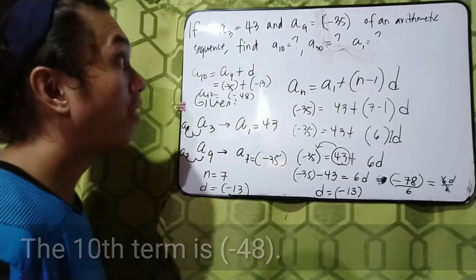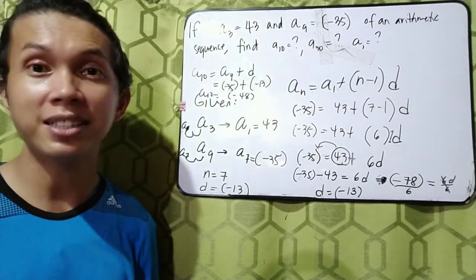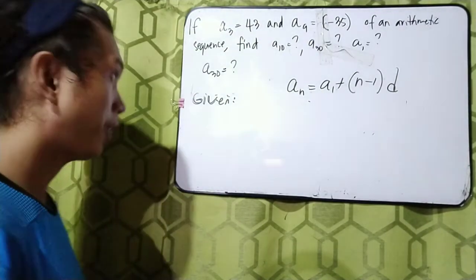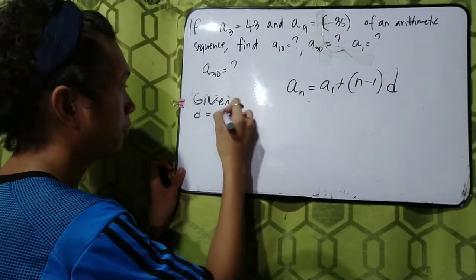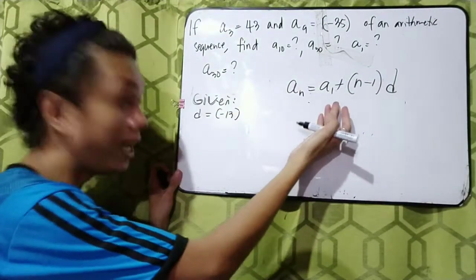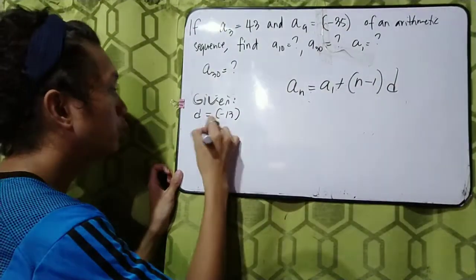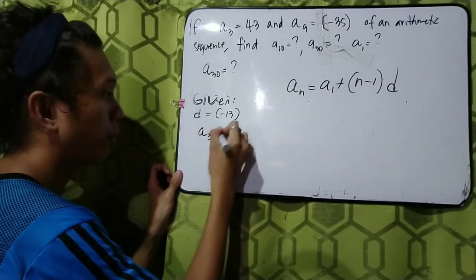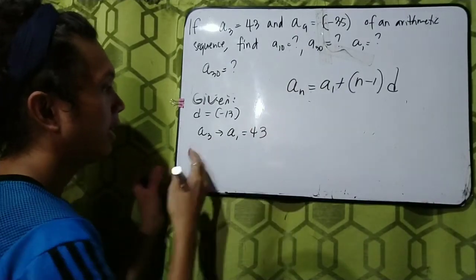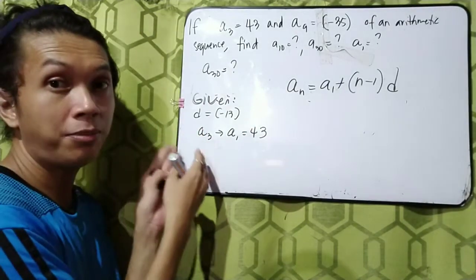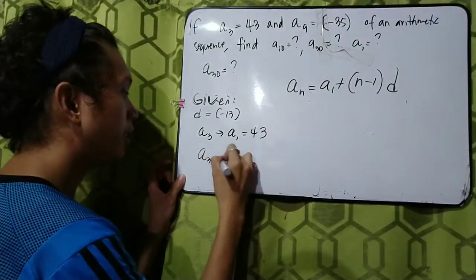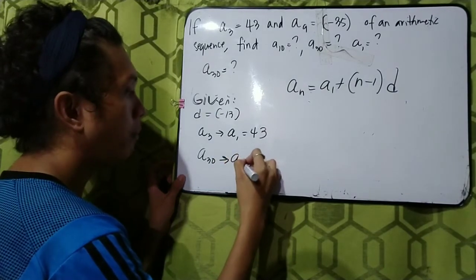Okay? So now let's go to the next problem, that is a sub 30. Let us remember that our common difference is negative 13. Since we still don't know our a sub 1, we have to set a sub 3 as our a sub 1, which is equal to 43. And since in setting a sub 3 to a sub 1 we move 2 places, therefore our a sub 30 will also become a sub 28.